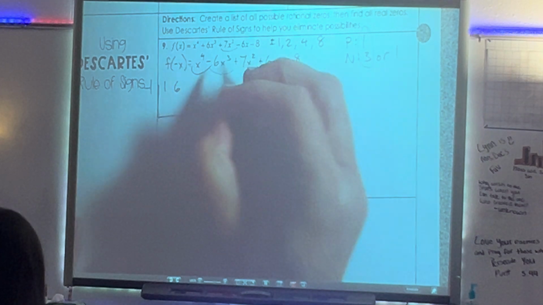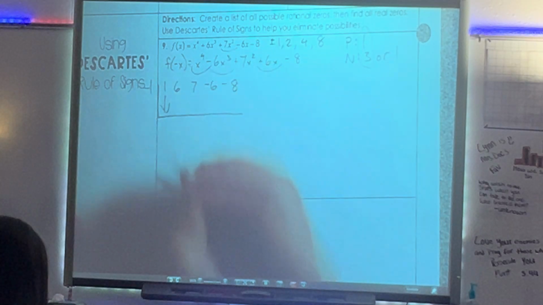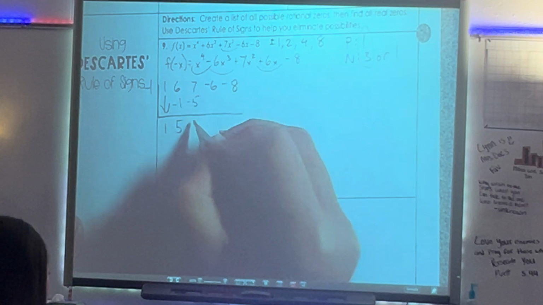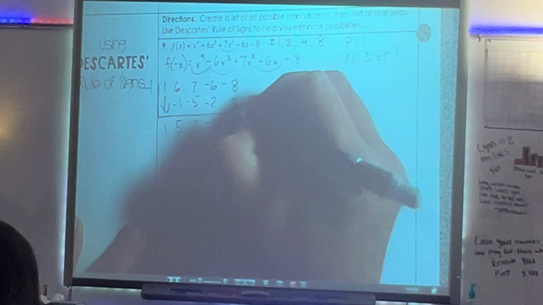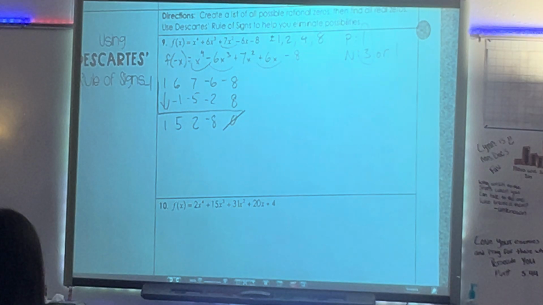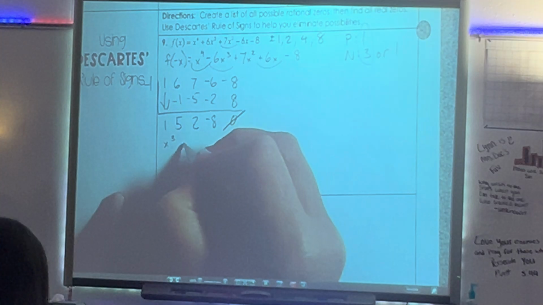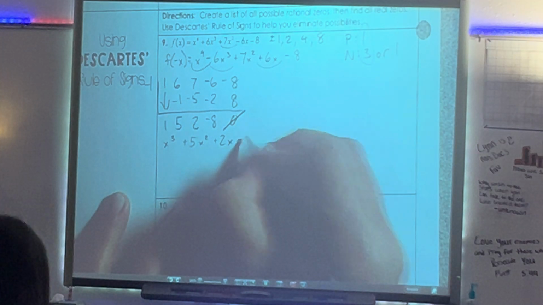1, 6, 7, negative 6, negative 8. Bring this down. Negative 1, 5, negative 5, 2, negative 8, which gives me positive 8, nothing left over. Alright, so now I've got x cubed plus 5x squared plus 2x minus 8.